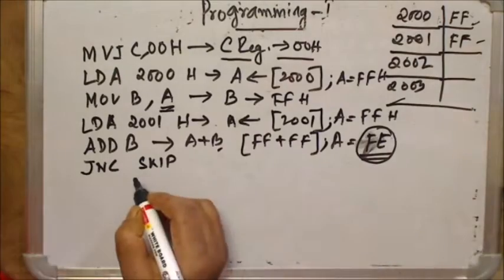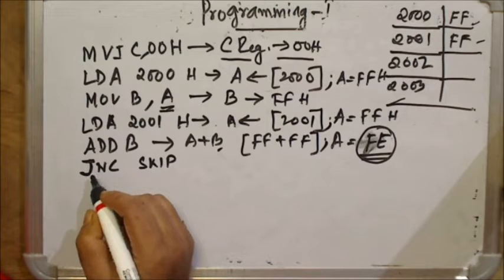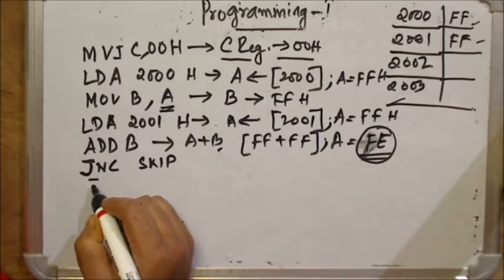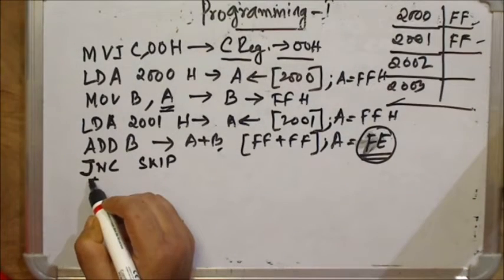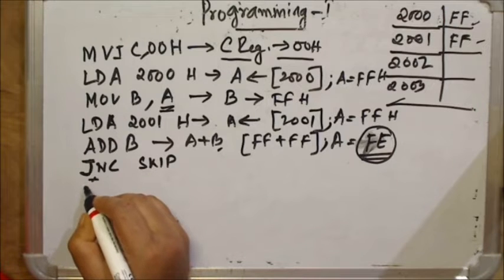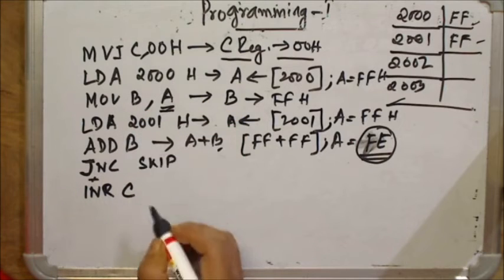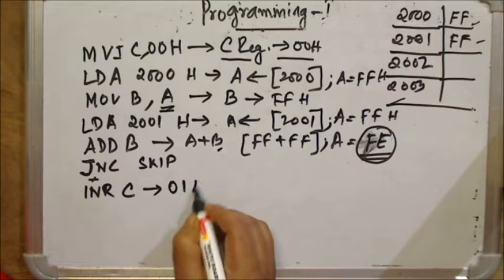Okay. We don't know that memory location. But if there is carry, this is jump if no carry. As I have told in the conditional jump instruction video, these instructions always check the carry flag, right? If the carry flag is 0, then it will jump. But if the carry flag is 1, then it will increment this C register. So our C register was 00, it will become 01.